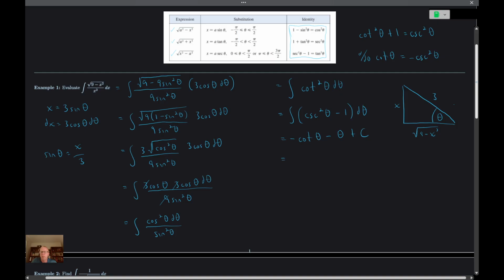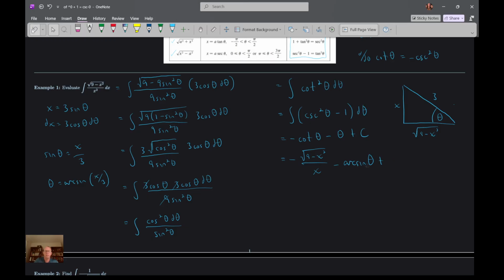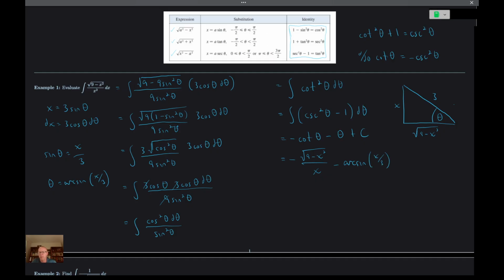Okay, so now what will be negative cotangent? Cotangent is adjacent over opposite. So that would be negative square root of 9 minus x squared over x. And then theta is going to be arcsine of x over 3. So minus arcsine, and then plus our constant. Sorry, not theta. Let's undo that. Not theta. x over 3. Arcsine x over 3 plus c.